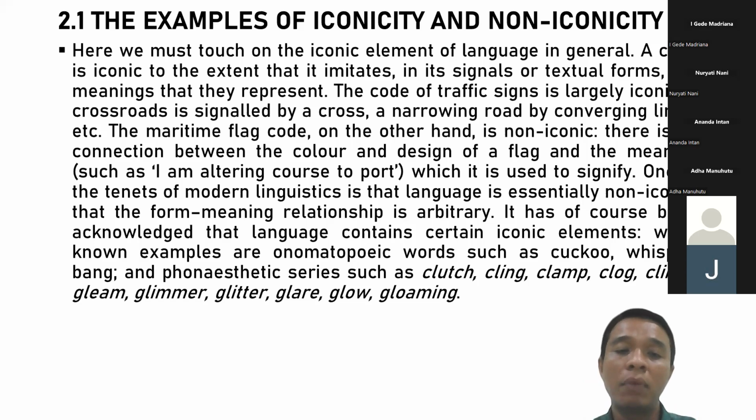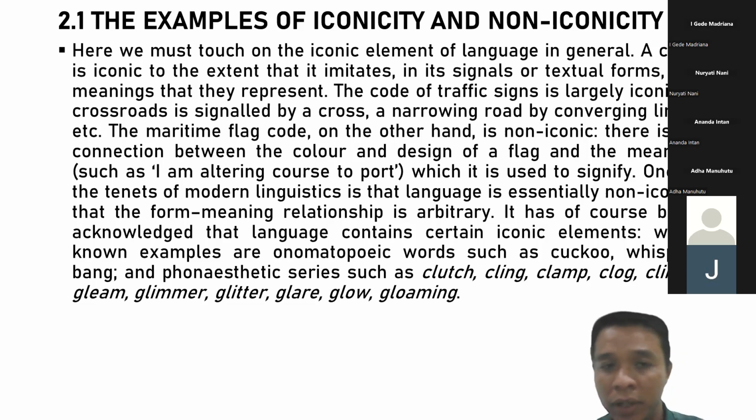One of the tenets of modern linguistics is that language is essentially non-iconic, that the form-meaning relationship is arbitrary. It has, of course, been acknowledged that language contains certain iconic elements. Well-known examples are onomatopoeic words such as tick-tock, whisper, bang, and phonaesthetic series such as clash, cling, clang, clump, clap, gleam, glimmer, glitter, glare, glow, and gloaming.